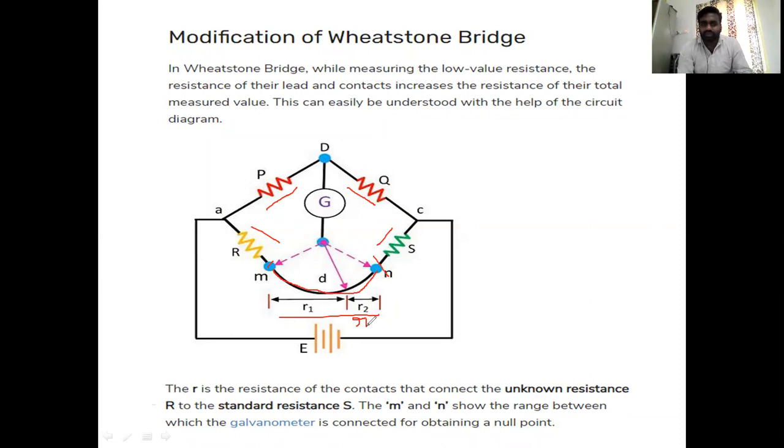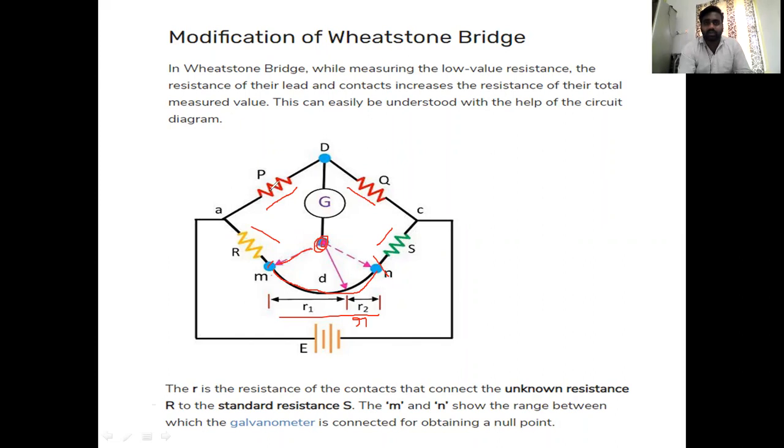Okay, so the resistance strip is connected in between the points M and N. What will happen is, if this particular galvanometer is connected with this particular M point, this entire resistance small r is added with respect to the standard resistance S.